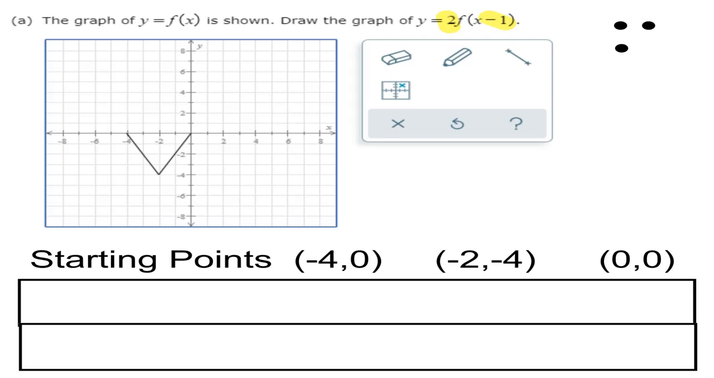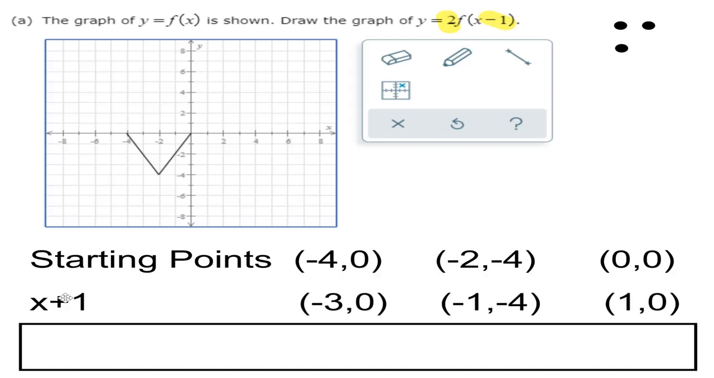graph. You'll notice in this problem, highlighted above, I have a 2 on the outside, and I have a -1 on the inside. So I'm going to multiply the y's by 2, and then I'm going to add 1 to the x's, because remember I did the opposite. I'm always going to work with my x's first. So the first thing I'm going to do is write my 3 points down. So I have (-4, 0), (-2, -4), and (0, 0).